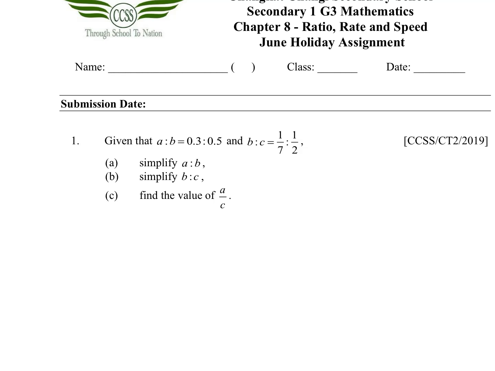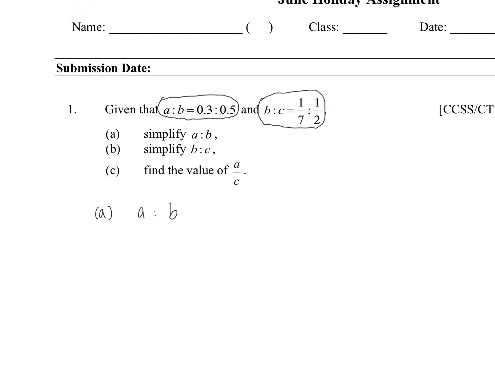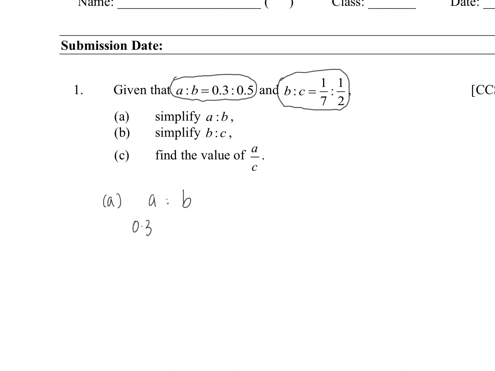First thing, ratios cannot have decimals. Ratios cannot have fractions. So, when they ask you to simplify, they mean change both of them to whole numbers. Some books will say, let's multiply by 10 on both sides, and then you get 3:5. That's the answer. You just need to make sure that both are whole numbers in their simplest form.